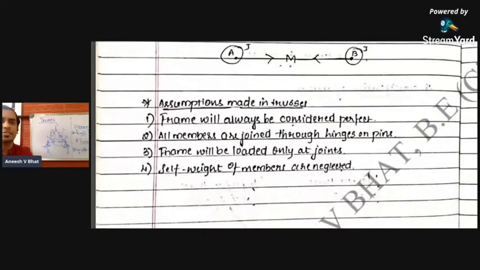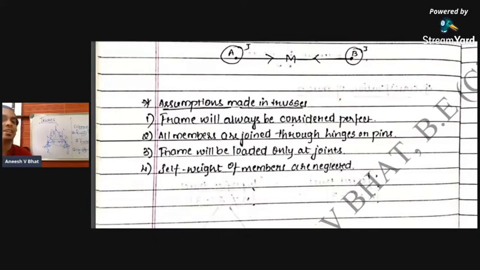The first assumption is the frame will always be considered perfect. As far as the problems of trusses are concerned, the frame will always be considered perfect. All members are joined through hinges or pins, which are frictionless basically. So the frame will be loaded only at the joints. It will not be loaded at the center of a particular straight member.